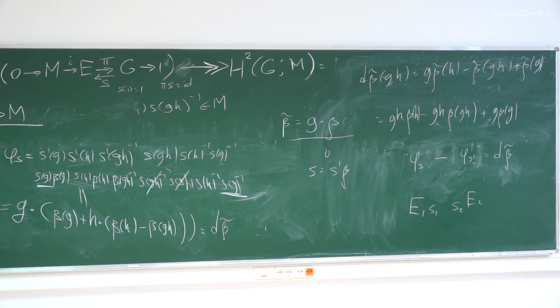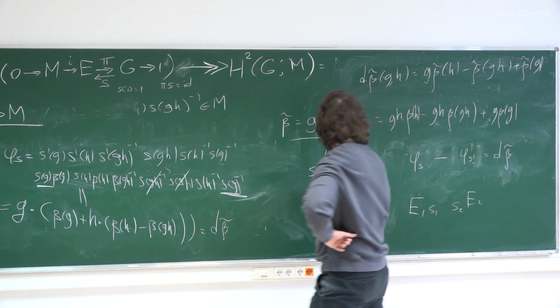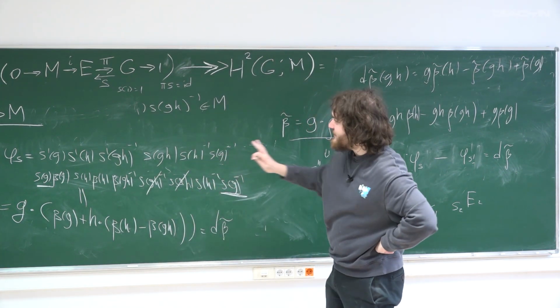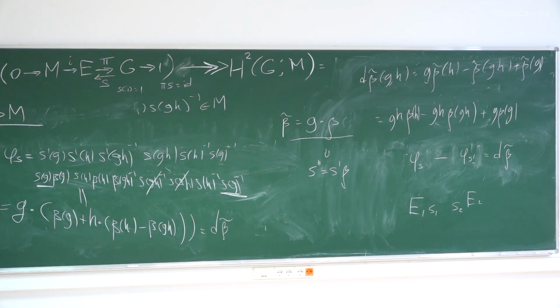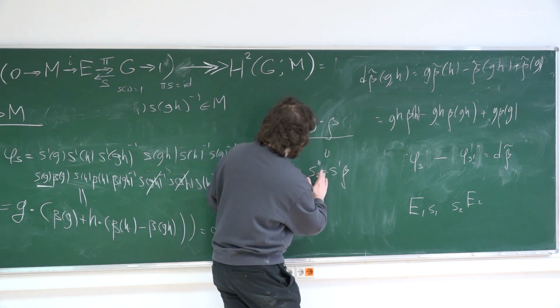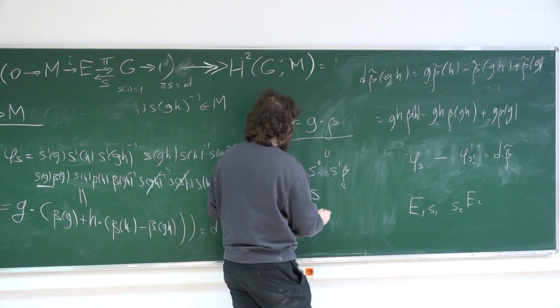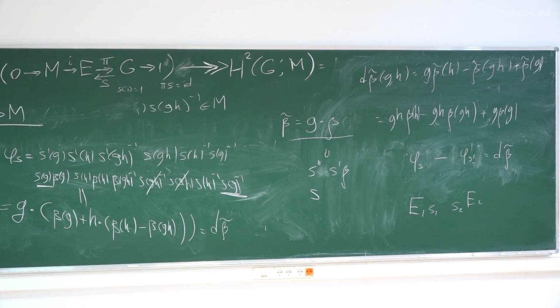This means that I can redefine one of the sections by this beta, such that the sections will coincide. I can consider another section, S prime beta, and this is also a section for another extension, and these sections just coincide.